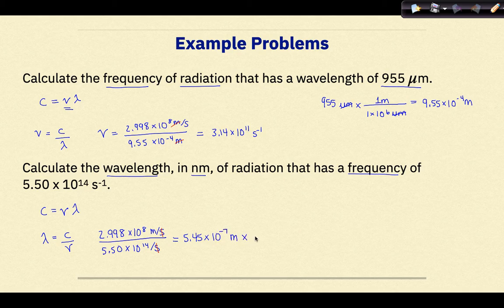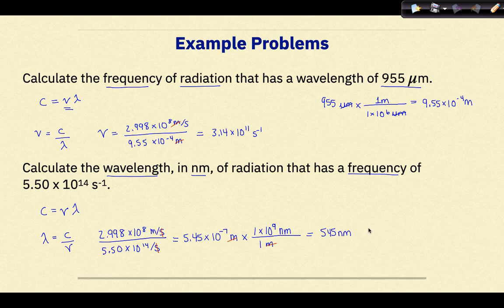Then I'm going to take it one step farther. I know that in 1 meter, there are 1 times 10 to the 9th nanometers, and I know that I've set this up correctly because meters cancel meters. When I work this out, my final answer in nanometers will be 545 nanometers.